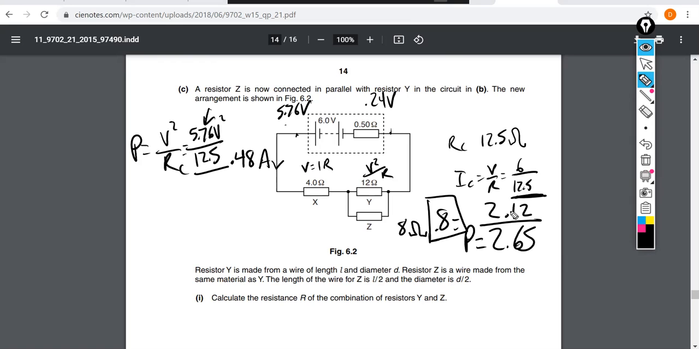So that's how you can show that the ratio of the powers developed in the external circuits for figure 6.1 and 6.2 are 2.12 and 2.65 respectively, where the ratio is 0.8. This has been another worked example with Dr. Schleich.